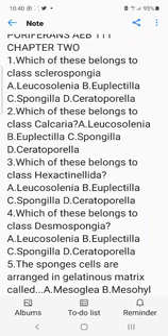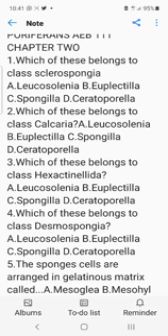Number 3, which of these belongs to class Hexactinellida? Could it be Leucoselenia, Euplectilla, Spongilla, or Ceratoporella? Alright, what do you think the answer is? Yes, please, the answer is B, Euplectilla. Euplectilla belongs to class Hexactinellida.